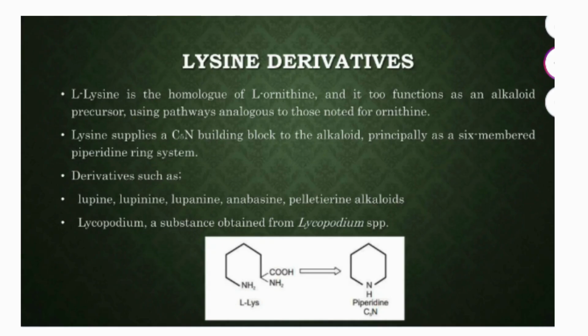Another derivative is the lysine derivatives. L-lysine is the homologue of L-ornithine, and it functions as an alkaloid precursor using pathways analogous to those noted for ornithine. Lysine supplies a C and N building block to the alkaloid, principally as a six-membered piperidine ring system. The derivatives include lupinine, anabasine and pelletierine alkaloids. Again, the lycopodium alkaloids are substances obtained from the Lycopodium species. So these are the lysine derivatives.